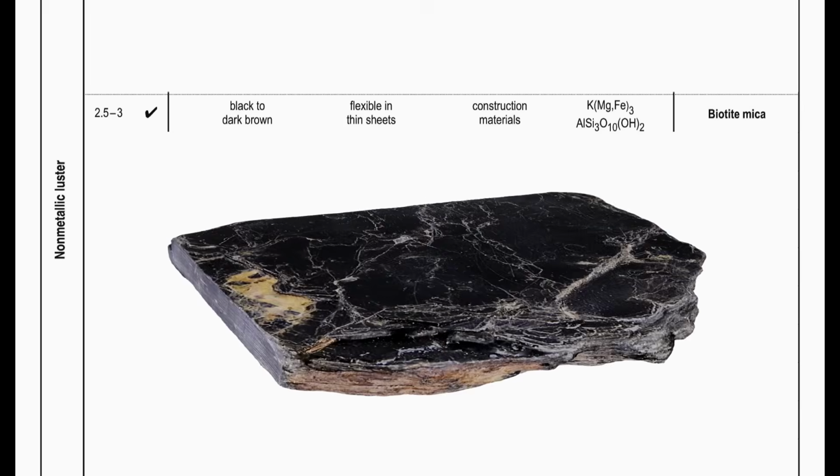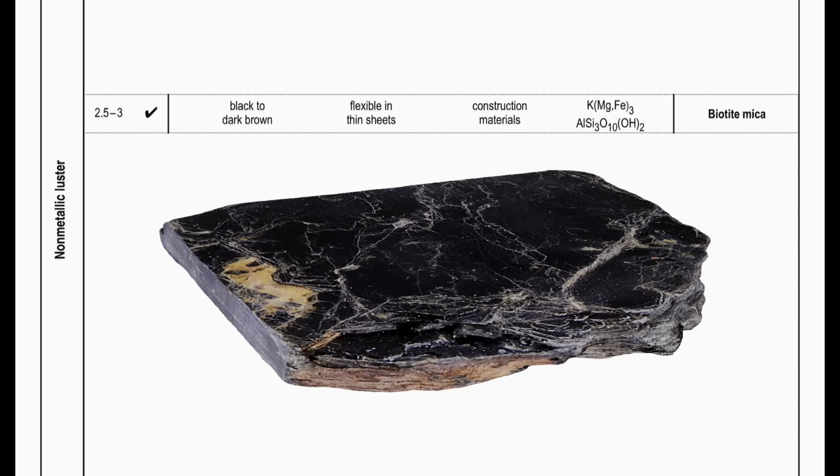Then we have biotite mica, kind of a sibling mineral to muscovite, and it cleaves the same way into these thin, flexible sheets, often used in construction materials, and a really interesting, unique structure with that interesting type of cleavage.